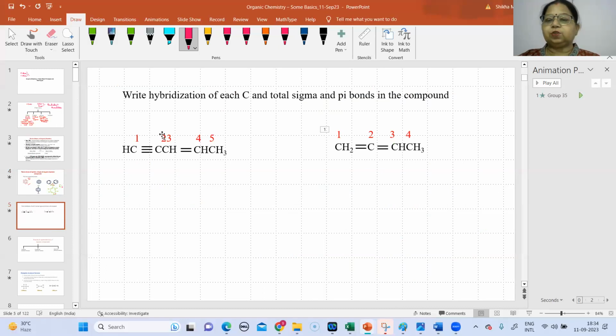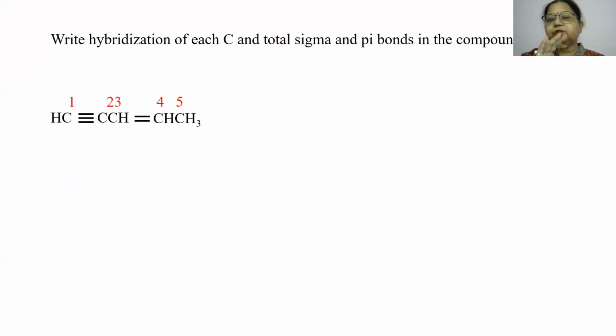Now coming to the next question. This I have taken as it is from your NCERT book. They have asked for the hybridization and total number of sigma and pi bonds. Right? Will you be able to solve it or should I do it with you? I will do the first one for you. I have another compound which should be a bit easier.